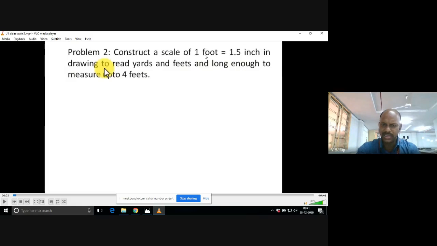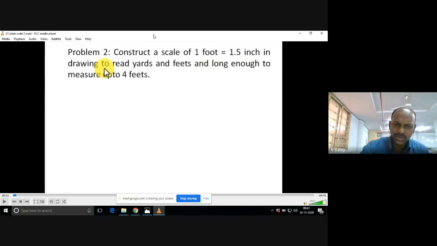So here again, problem 2. Construct a scale of 1 foot equal to 1.5 inch, in a drawing to read yards, feet, and long enough to measure up to 4 feet. So one problem is given like this.